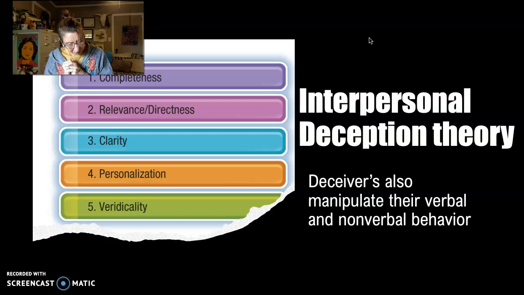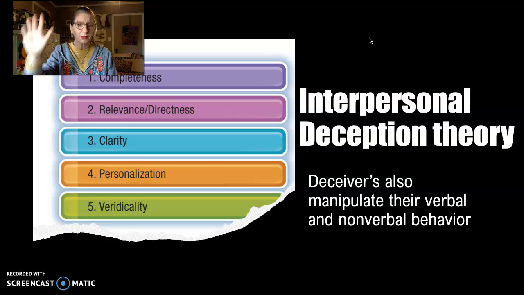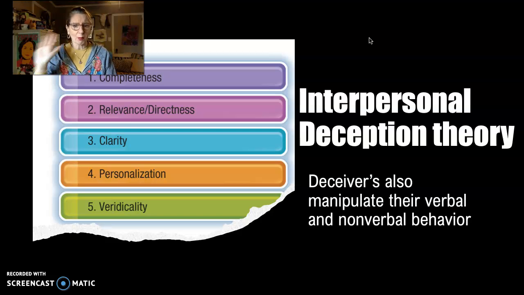Personalization. When someone does something to the message or in their behavior and they don't own that information, they talk about it in a way that's really indirect or really far away from them. That's another way you can discern it. When someone's trying to deceive, it's like it didn't happen to them, or it's not part of their experience. They're not taking ownership of something.